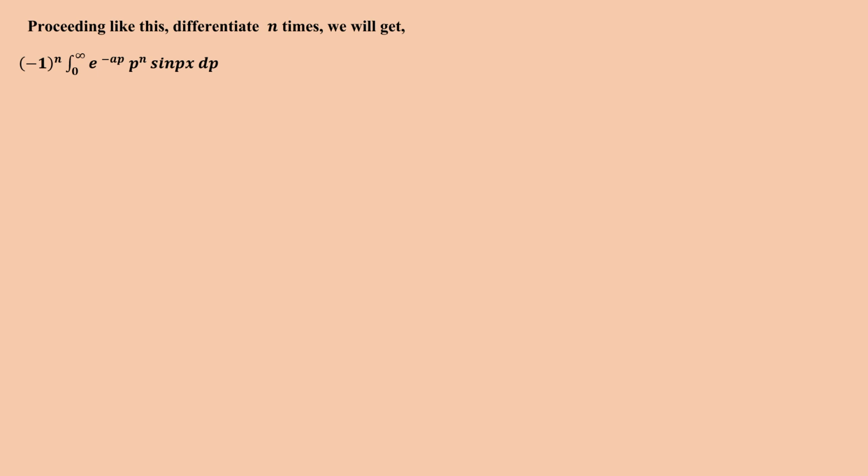Compare the previous term. So for the second derivative, you are having minus 1 square integral 0 to infinity e power minus ap p square sin px dp for the second differentiation. So for the nth differentiation, minus 1 power n, instead of 2 you replace n, integral 0 to infinity e power minus ap p power n sin px dp, that is the left hand side. The right hand side, 1 by 2i. For the second derivative you are having minus 1 square, right? So for the nth derivative, minus 1 power n.